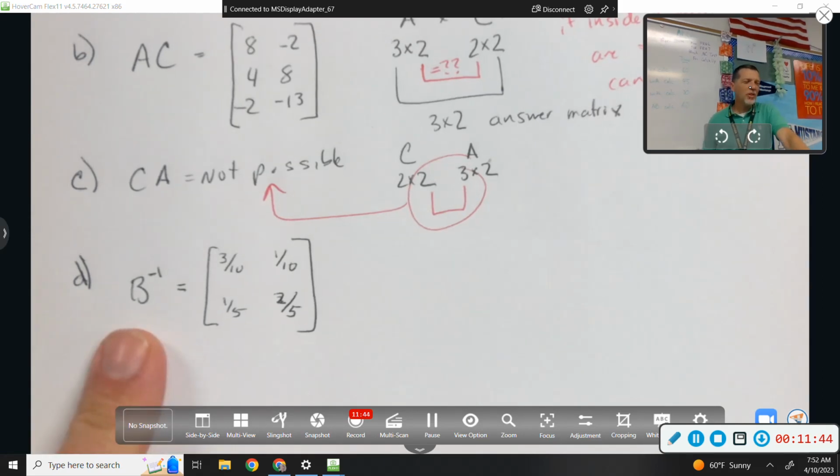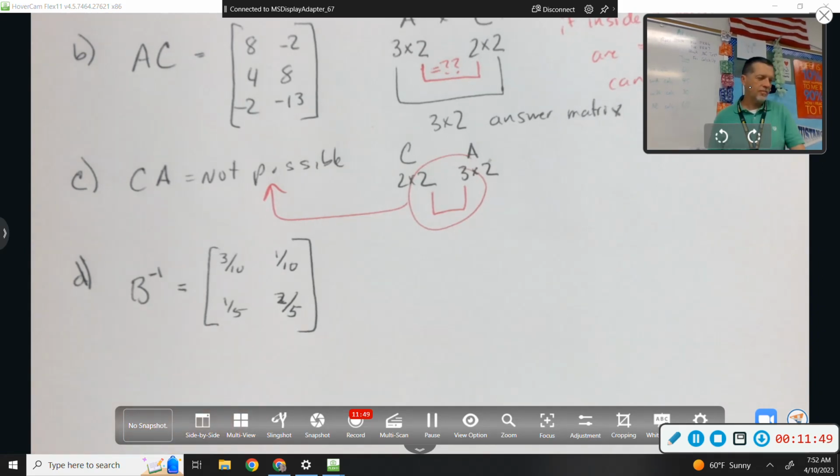So where that comes from, again, it's more complicated than we want to worry about. We just let the calculator do the work and don't really worry about it.